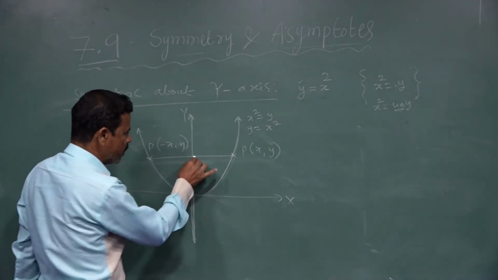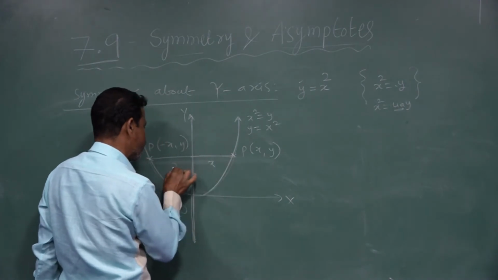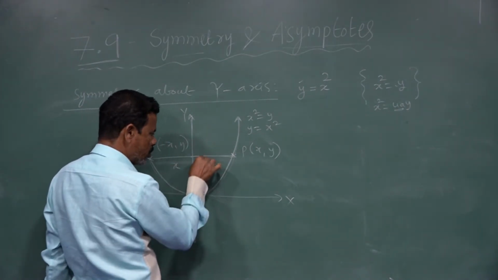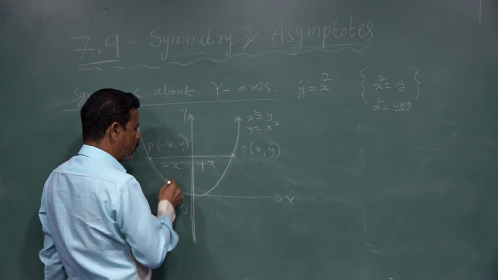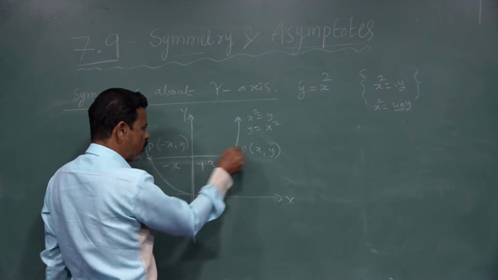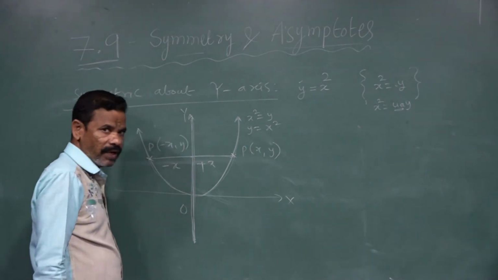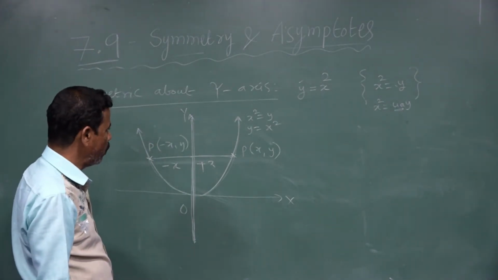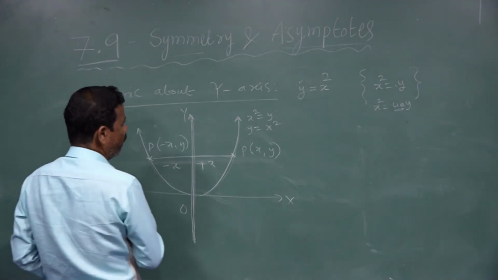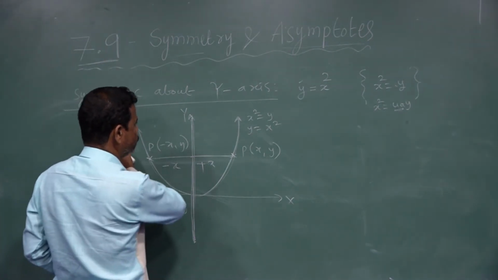This distance is x, this distance is also x. This is the positive side, this is the negative side. These two points satisfy the same equation. That's why the curve y is equal to x square is symmetric about the y-axis.